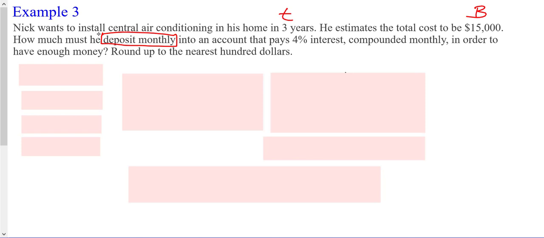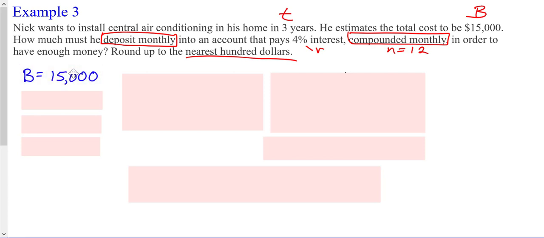So that tells us we need to use the future value formula of a periodic deposit. He puts it into an account that pays 4% interest rate, compounded monthly, which would be N equals 12, in order to have enough money. Now in this case they said round up to the nearest $100. So let's lay out our variables. Our ending balance needs to be 15,000. Our rate in decimal form is 0.04. Our number of times compounded, N, is 12, and our time frame is 3 years.